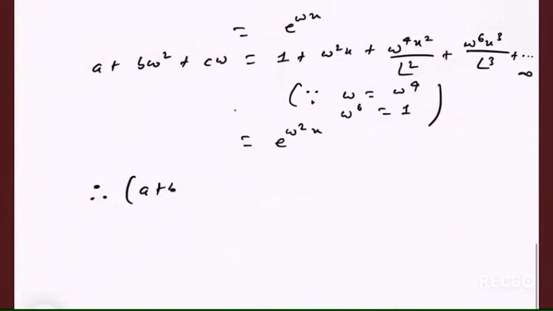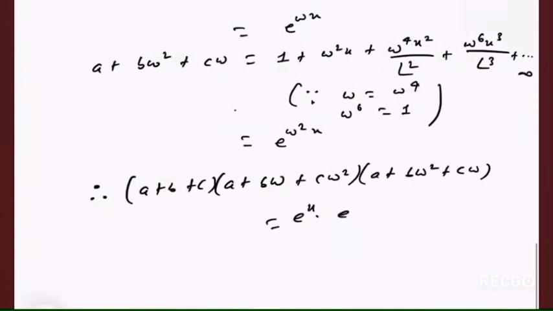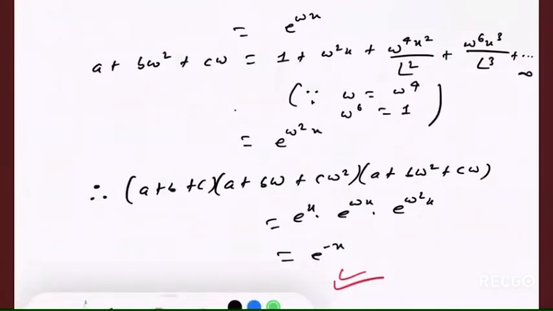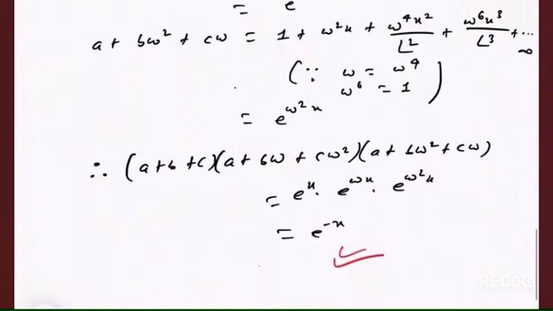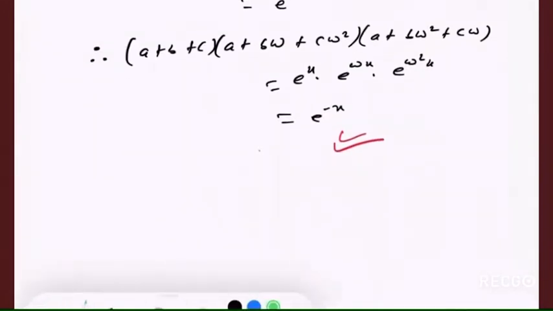So if I now multiply all the factors together to get the expression a cube plus b cube plus c cube minus 3abc, what we are getting is e to the power x into e to the power omega x into e to the power omega square x. Be careful, there is a typing mistake. This should be e to the power 0, which is equal to 1. Please correct it. I have already recorded this video, so I cannot correct this typing error; I'm just giving the voice correction right now. So the correct answer should be e to the power 0, which is equal to 1.